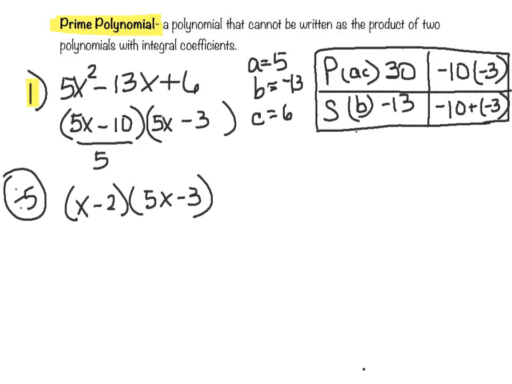I will use FOIL to check and make sure that all my signs are correct and that those are the 2 binomials. Let's go ahead and multiply. The first terms are 5x squared, outer terms negative 3x, inner terms negative 10x, last terms are positive 6, and when I combine 5x squared minus 13x plus 6, I know that I'm correct.